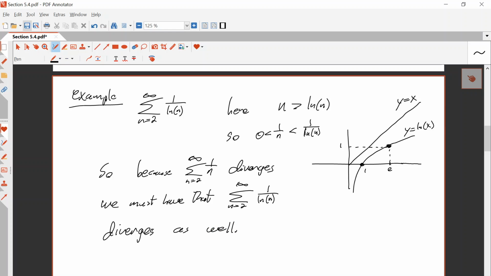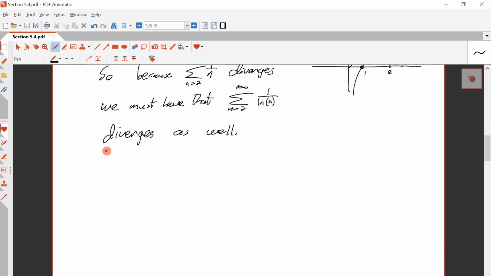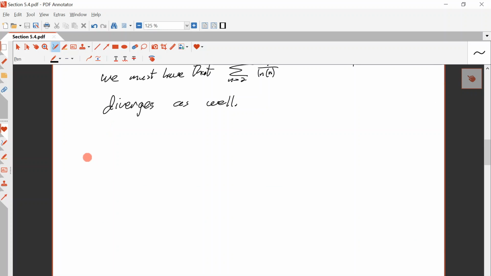Okay, so that's the basic comparison test, and it's somewhat limited in scope in that you always have to have these inequalities: bigger than or equal to, less than or equal to. But it may not be the right inequality for what you're trying to prove. So there's something a little bit more general than this basic comparison test, and it's called the limit comparison test.